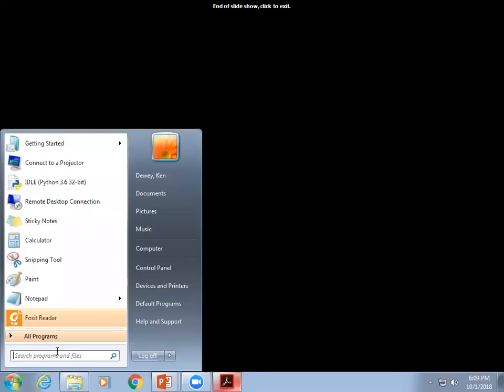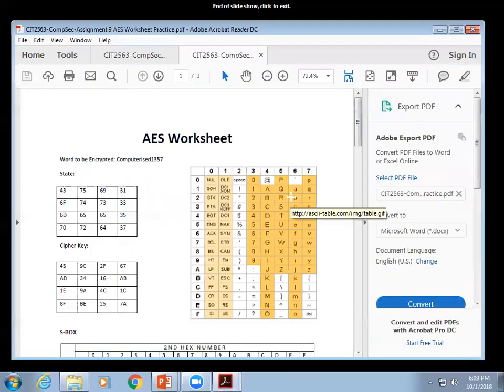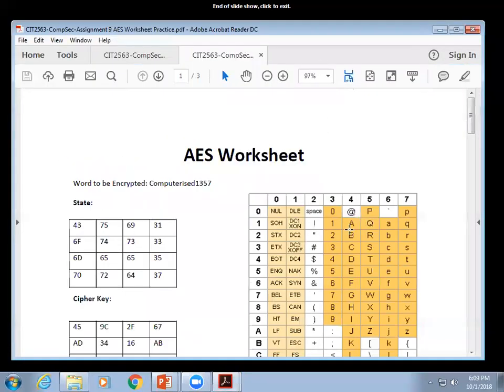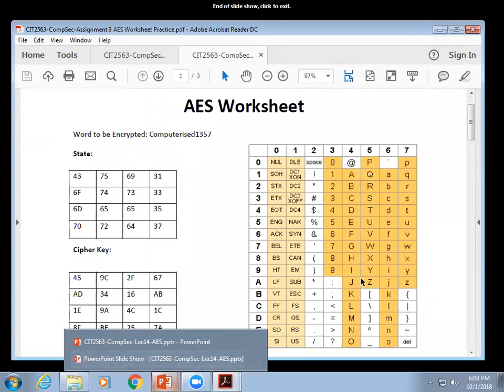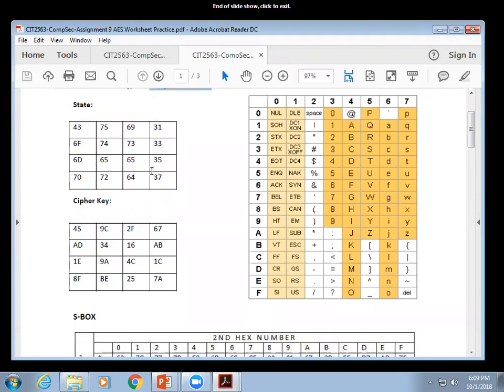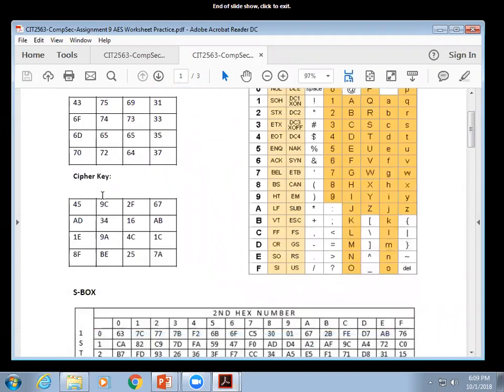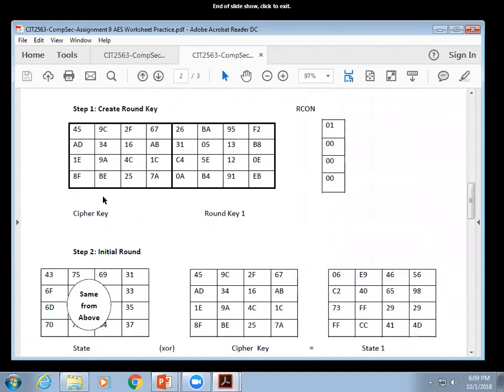All right, stay right there a minute. I'll show you one more thing. Okay, this is up there as well. This is a practice worksheet. It's exactly like what the homework uses, but you're using this word here, using computerized 1357. Okay, this is done for you. So that word ran through this, gives you this state. There's a cipher key, there's the S boxes, and you can walk through each one.